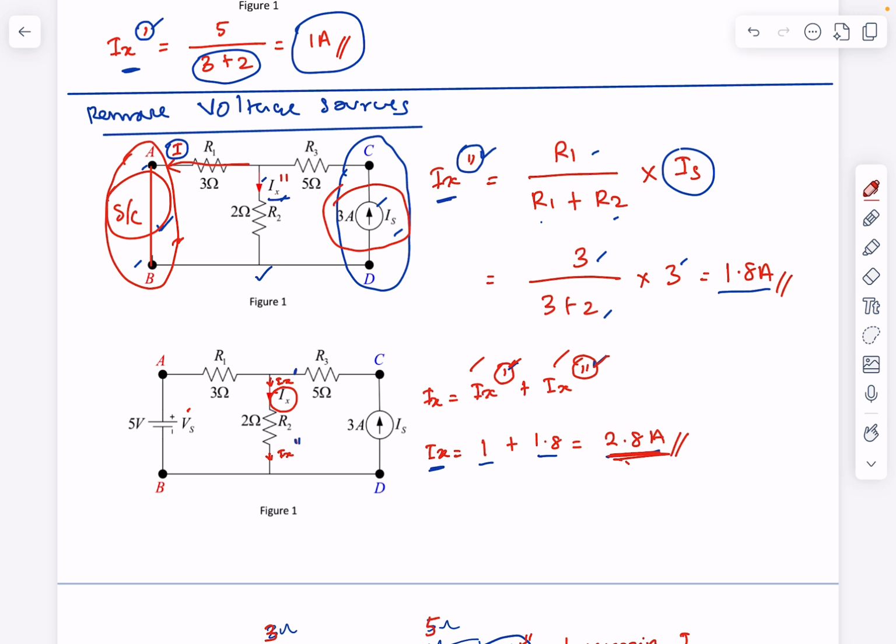Okay, I hope you can try the tutorial to master how to use the superposition theorem.